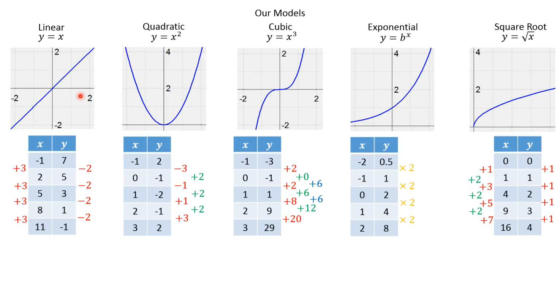Just put one of them in y1, one of them in y2, one of them in y3. And so remember the regressions that we'd use: for linear, we'd use LinReg, ax plus b; quadratic is QuadReg; cubic is CubicReg; exponential is ExpReg; and then square root is a little bit different. There's not one that's specifically square root, but there's one that's called PwrReg. That would be power regression. And that'll give us an equation that's y equals a times x to the b.